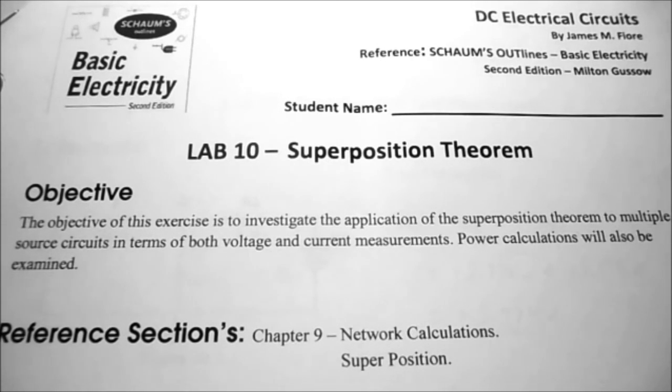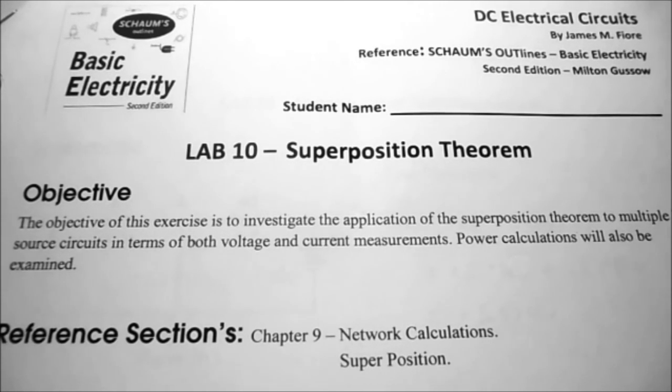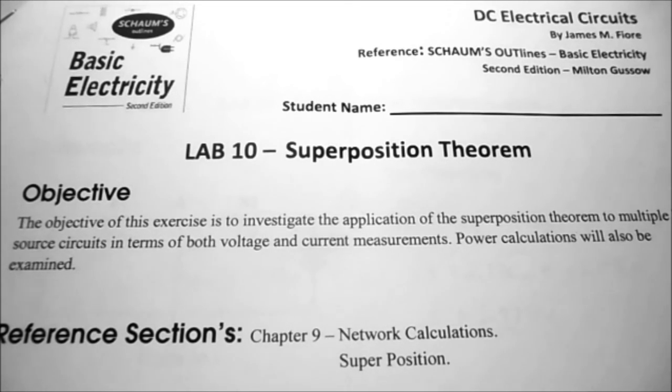Today in DC electrical circuits, we're going to take a look at lab number 10, Superposition Theorem. The objective of this exercise is to investigate the applications of the superposition theorem to multiple DC source circuits in terms of both voltage and current measurements. Power calculations will also be examined.